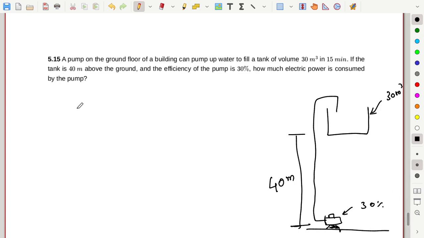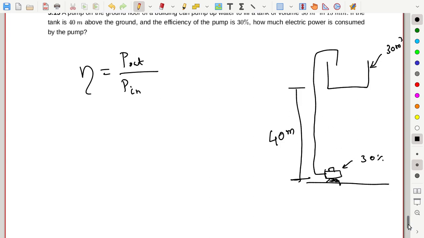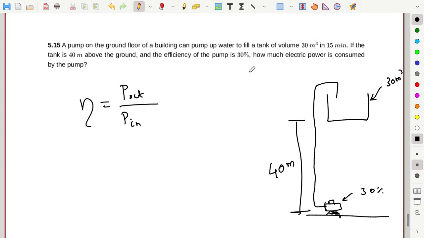Whenever you see efficiency, efficiency is nothing but output power by input power. That is, how much input power is utilized to produce the desired outcome. This ratio is the efficiency. You should remember this formula, or else it's very difficult to solve this problem. So always remember, efficiency is nothing but output by input. How much you give and how much you get, the ratio between them is the efficiency.